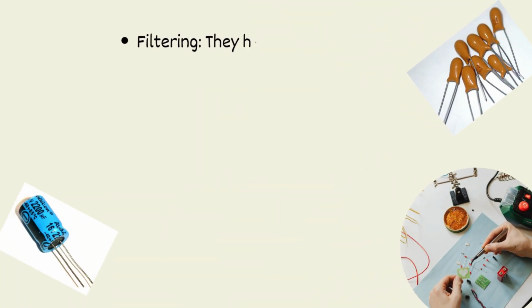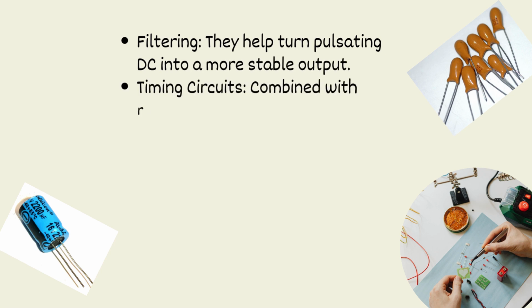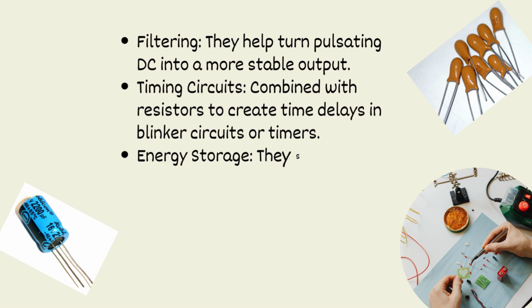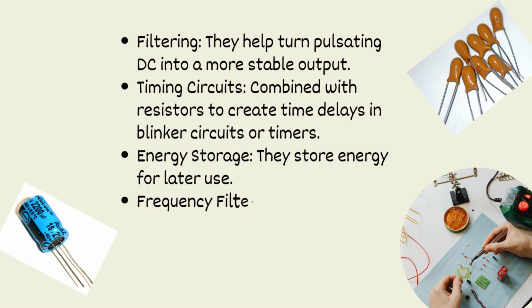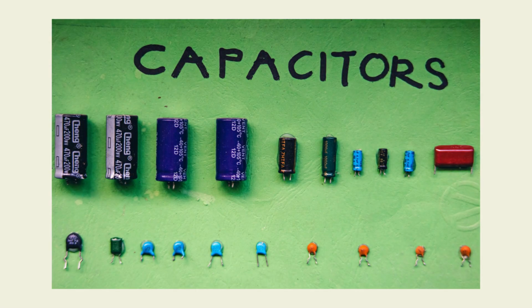Capacitance depends upon surface area of the plates, distance between the plates, and the type of dielectric used. What are capacitors used for? Filtering: it is used for turning pulsating DC into a more stable output. Timing circuits: combined with resistors to create time delays in blinker circuits or timers. Energy storage, frequency filtering. There are different types of capacitors such as electrolytic, ceramic, mica, supercapacitors, variable capacitors, etc.